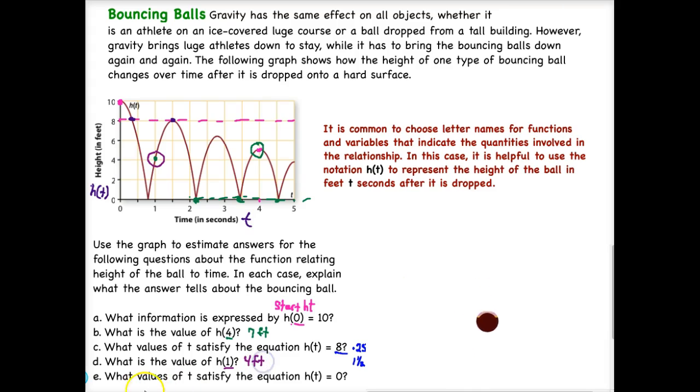And the final question, what values of t satisfy the equation h of t equals 0? So when y is 0, where is y 0? Y is 0 all the way down here along our x-axis. And what I want to know is what values of t satisfy that equation. So in other words, what x values? Here's an x value, here's an x value, and here's an x value. Again, I have multiple x values, and here's an x value. That will give me this single y value.